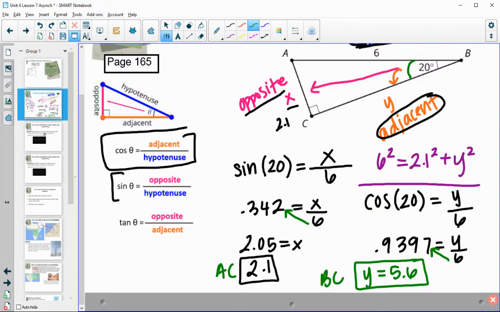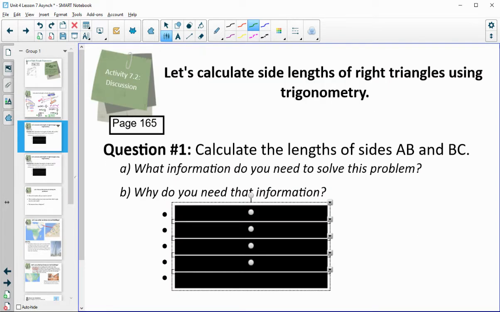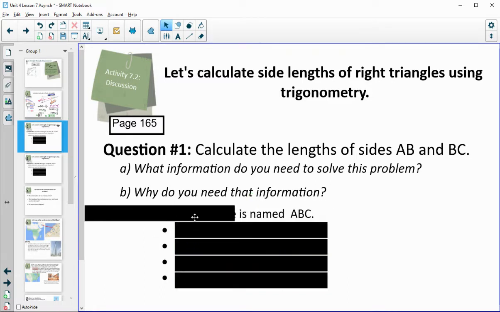All right, so let's take a look at what we need in order to find the lengths of two legs of a right triangle. What is the information that we actually need? It would be nice to know the name of the triangle. We can kind of see that if we're looking for side AB and side BC, we see the 3 letters there.